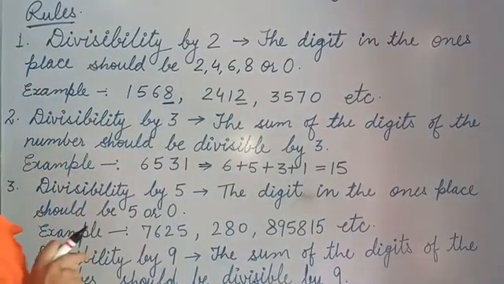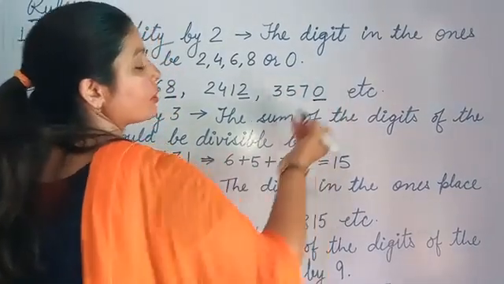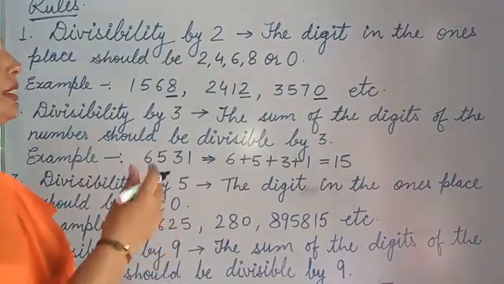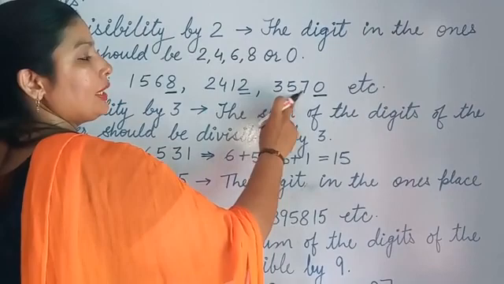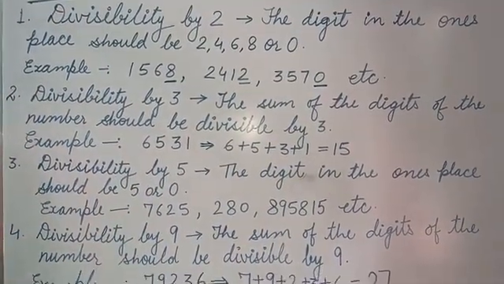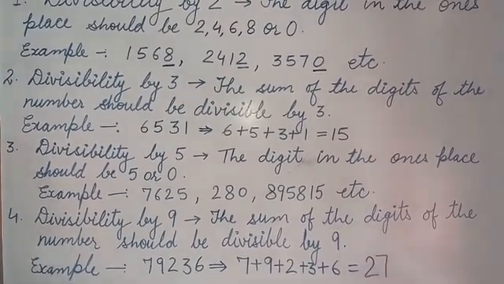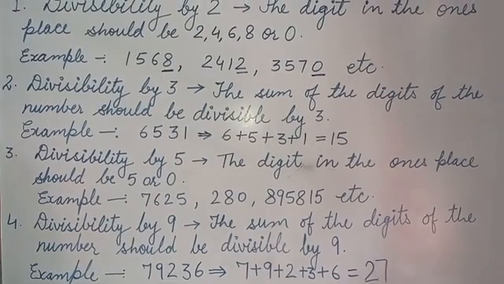So it is divisible by 2. Here in ones column 0. This is also divisible by 2. That means 2 is the factor of 3570. So like this, directly we can tell whether 2 is a factor or not, meaning the number is divisible by 2 or not. That's why we require divisibility rules.